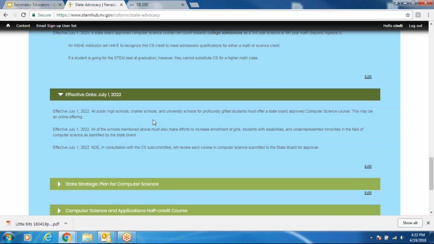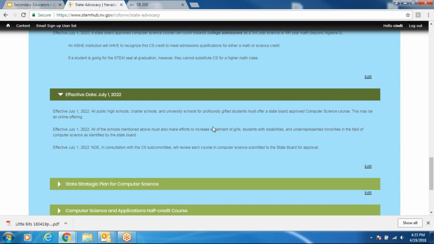All public high schools, charter schools, and university schools for profoundly gifted students must offer a state board approved computer science course. This may be an online offering. In addition to that, all of the schools mentioned above must also make efforts to increase enrollment of girls, students with disabilities, and underrepresented minorities in the field of computer science as identified by the state board. So basically what this means is all high schools need to offer this by 2022.